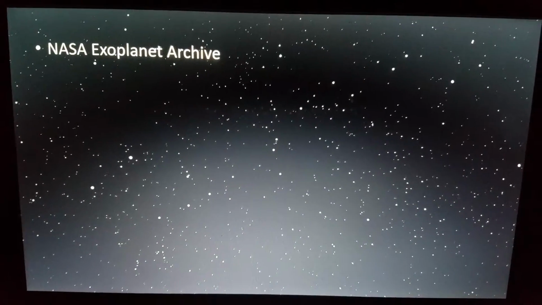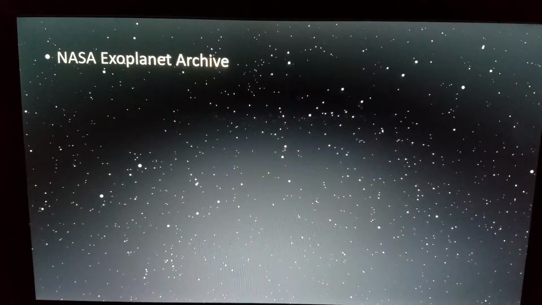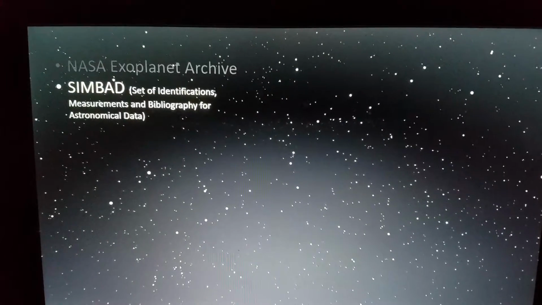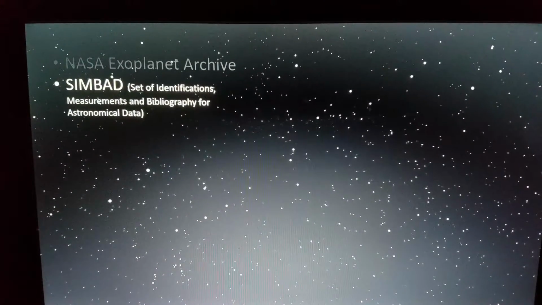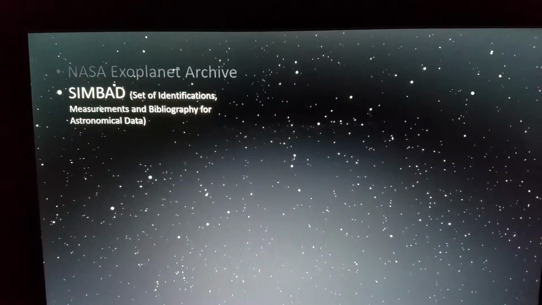So I was able to do this project largely in part by the NASA Exoplanet Archive, which is where NASA stores all its data from the Kepler missions, and also Sinbad, which was a French database of astronomical data, which I used to get my stellar data.